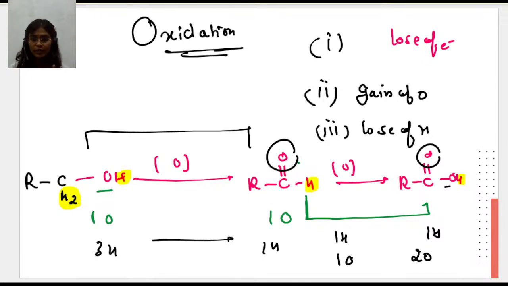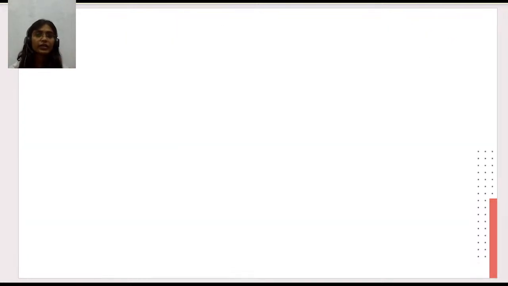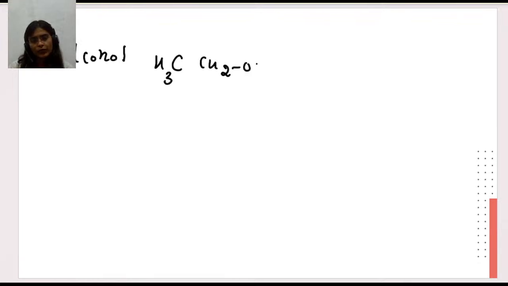Okay, so make this point very clear. What we are going to do is convert an alcohol into the aldehyde or the acid. So now let's try to understand what the possibilities are. Obviously we have three types of alcohol. The first one is what? Primary alcohol. If you have a primary alcohol, let me write a general example. This is CH3, and it's CH2, and this is OH.